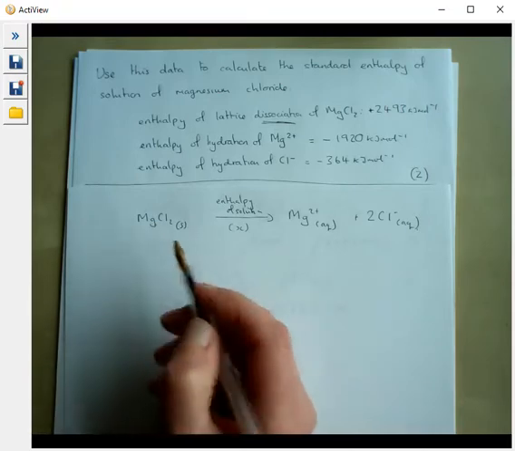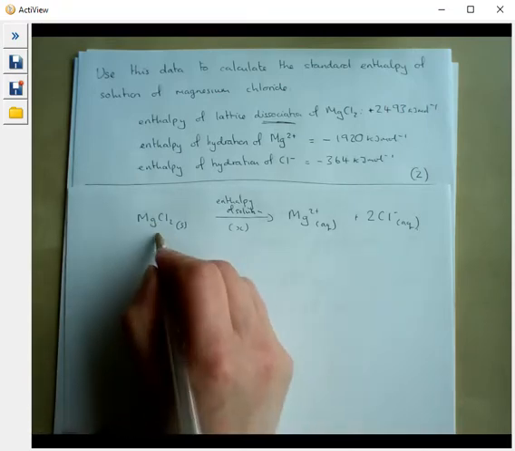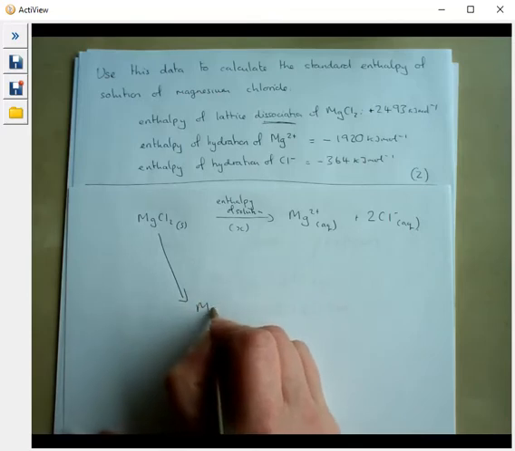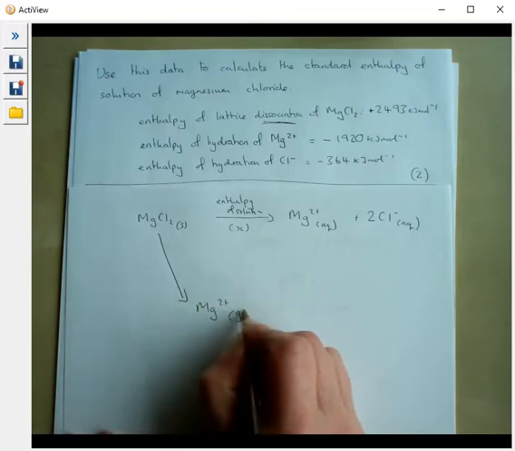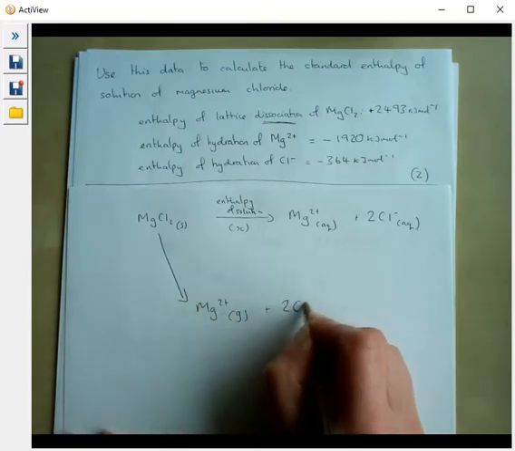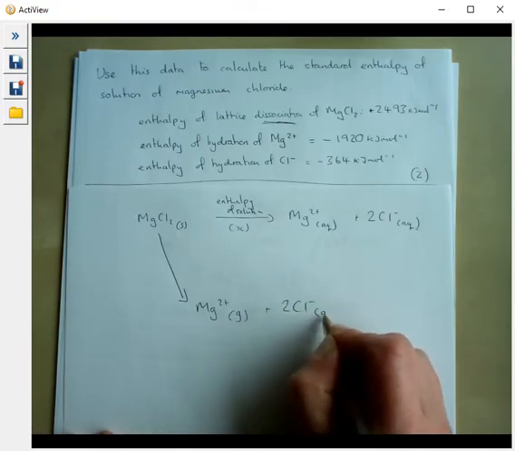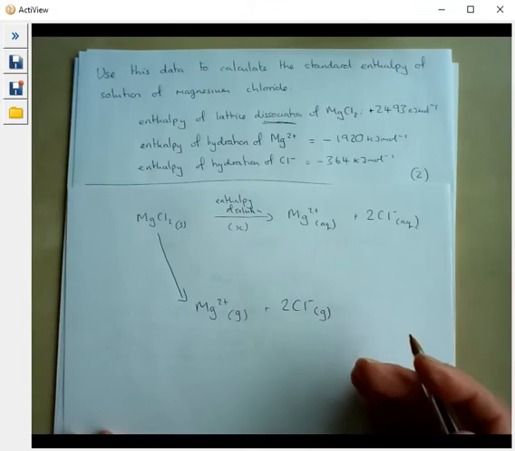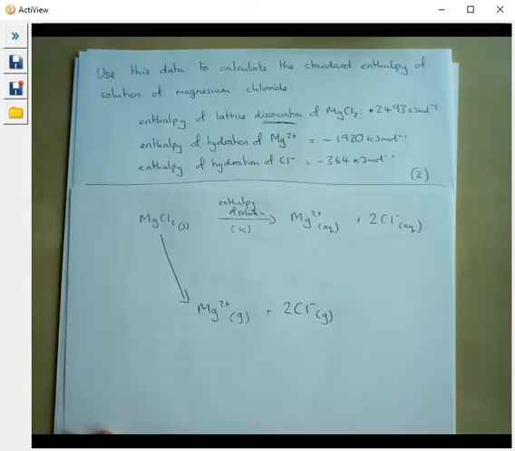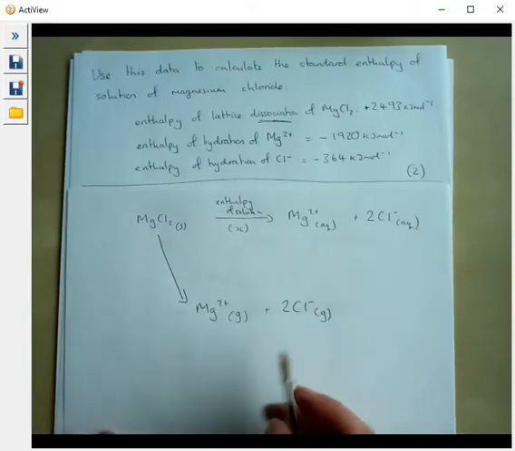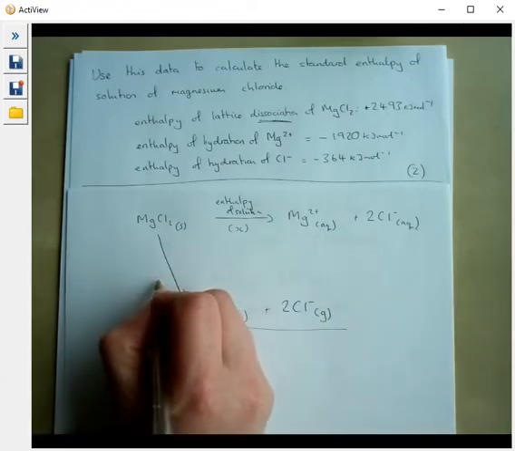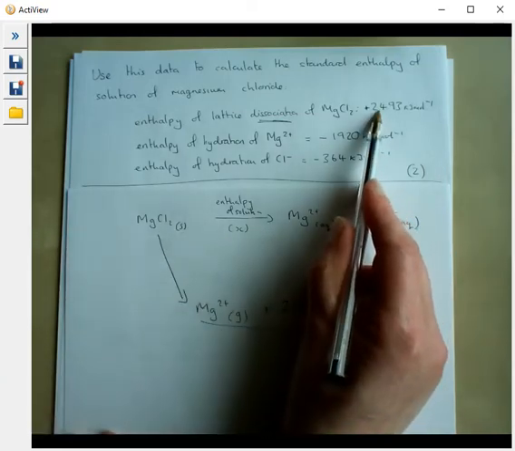So it gives us our lattice enthalpy of dissociation, which is magnesium chloride as an ionic solid going to Mg2+ gaseous and 2 Cl- gaseous, because remember the lattice enthalpy of dissociation is taking 1 mole of our ionic solid and turning it into its gaseous ions. So instead of writing the whole thing out, I'm just going to write the figure, which is here.